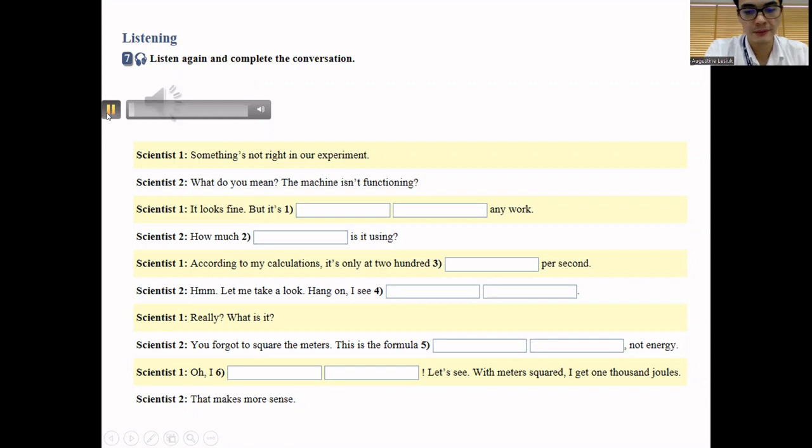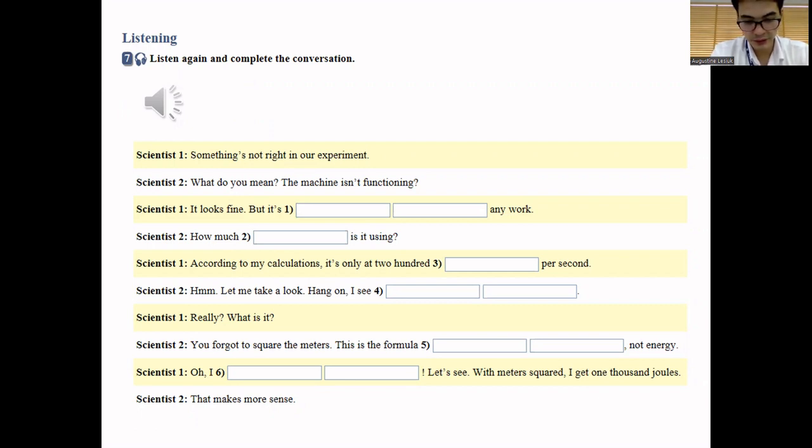Exercises 6 and 7, page 21. Something's not right in our experiment. What do you mean? The machine isn't functioning? It looks fine, but it's hardly performing any work. How much energy is it using? According to my calculations, it's only at 200 joules per second.